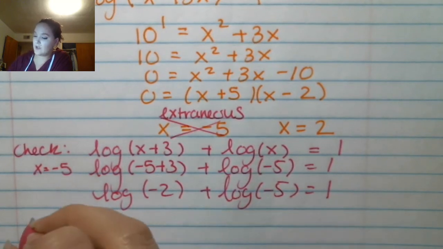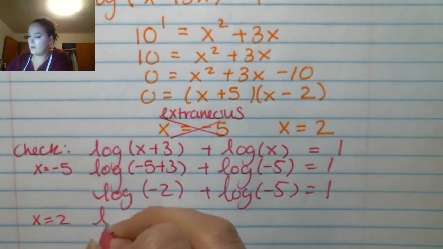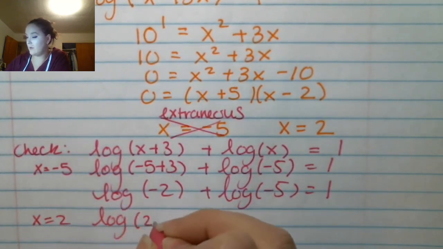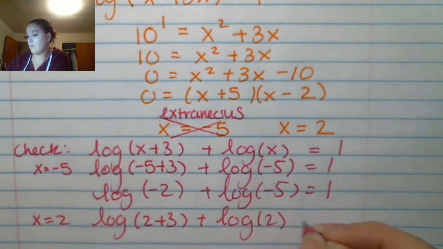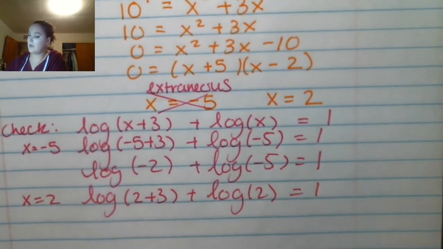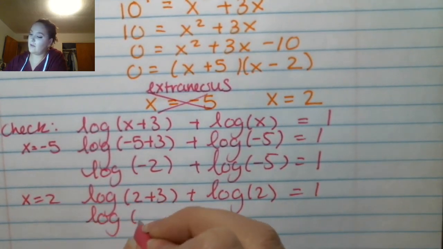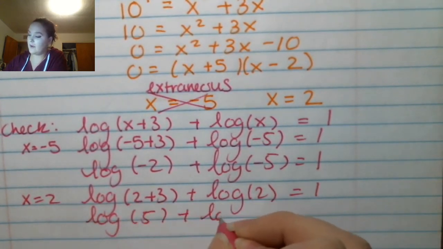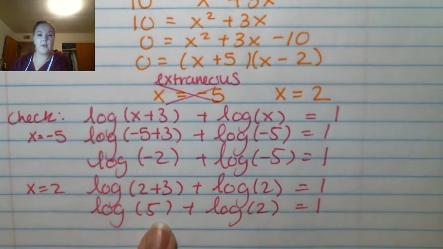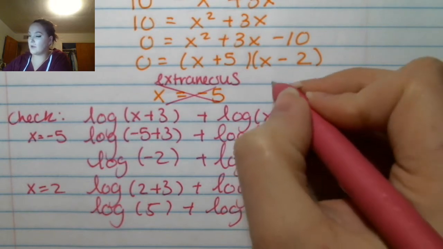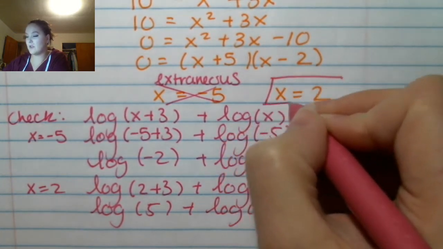And then let's check x equals 2. So we get log of 5 plus log of 2, and that's totally fine. You can plug in these positive numbers. So this is our solution to this equation.